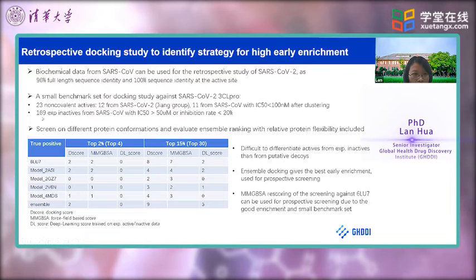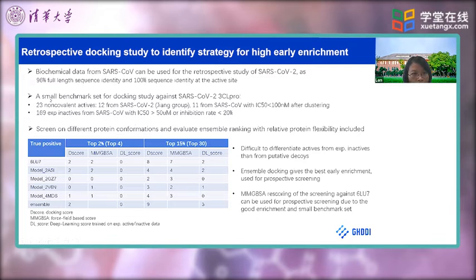Due to the limited data, we only found around 170 experimental inactives from historical data with IC50 greater than 15 micromolar and inhibition rate lower than 20%. The reason we use experimental inactives is because we want to mimic the real situation, although the number is relatively small.